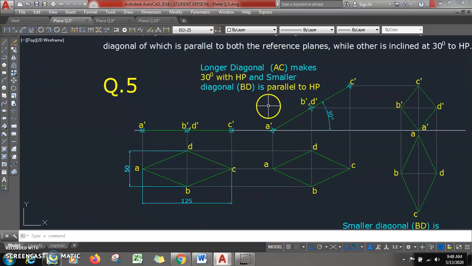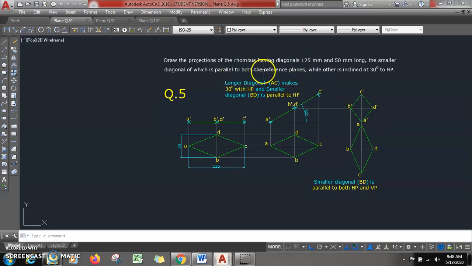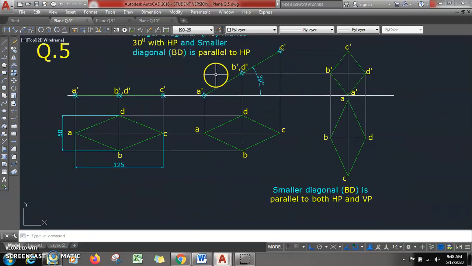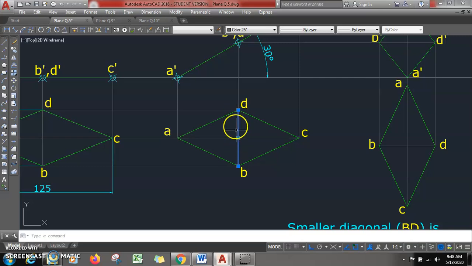Now BD is required to be parallel to both HP and VP. So in the next step, BD has to be made parallel to VP. Once we have this line view, we will draw projectors 1, 2, 3. Locate all the points A, B, C, D and join those points. Here you will have a distorted view. Now in the top view you can see BD is perpendicular. But what they have said is that BD is parallel to VP also.